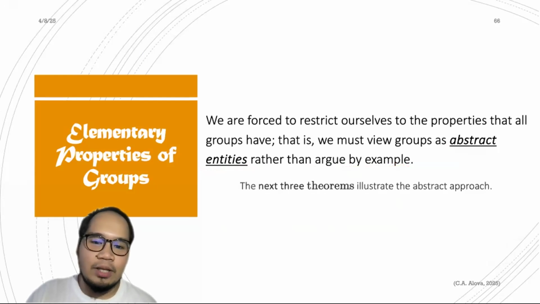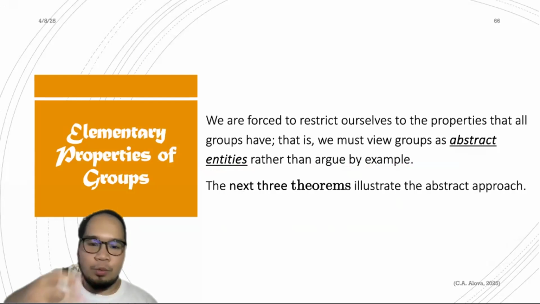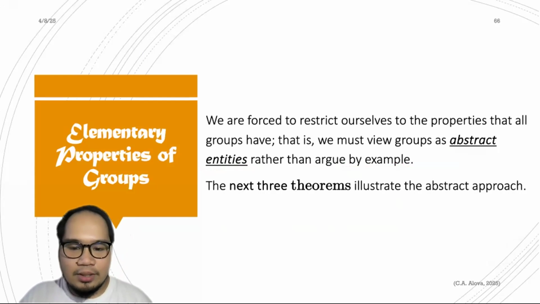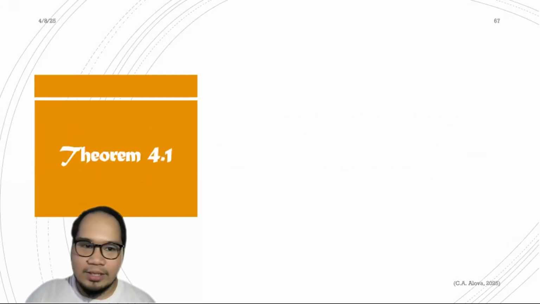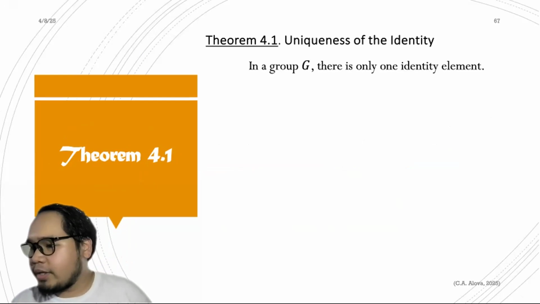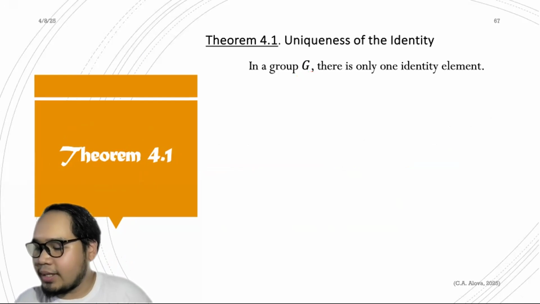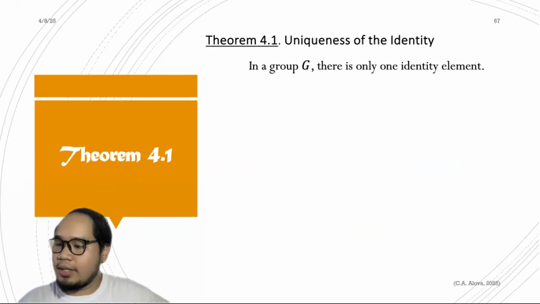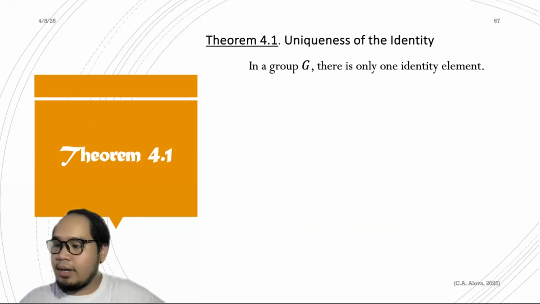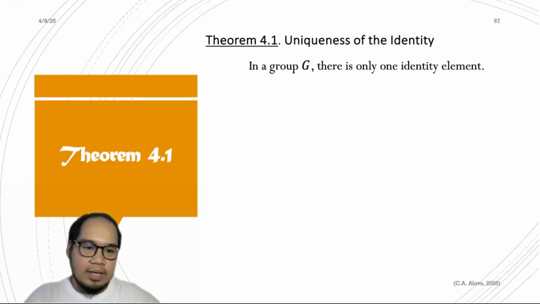So for the next three theorems, we want to illustrate groups in the abstract approach. The first theorem that we would like to show in these slides is Theorem 4.1. Theorem 4.1 states that every group has a unique identity, or uniqueness of identity. So in a group G, there is only one identity element. Generally speaking, in every group G, there's only one identity element. We want to show this by way of proof.